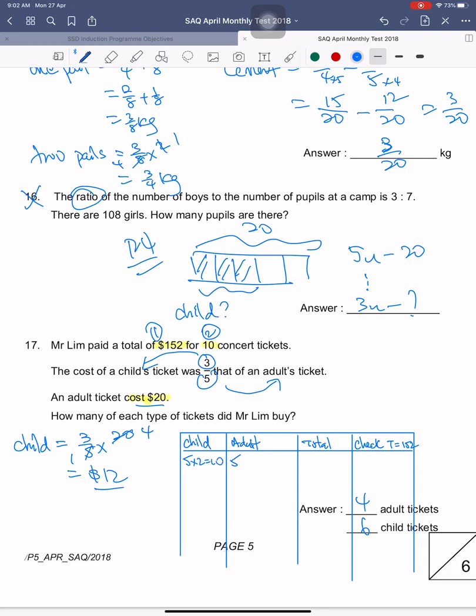Sorry, it's not 2.5 times, the child is 12. I can use another color. So 5 times 12 is 60. Okay, next, 5 times the adult is $20. So the adult will be 5 times 20, $100. So total 160. So no, that's not what we want, because the total has to be 152.